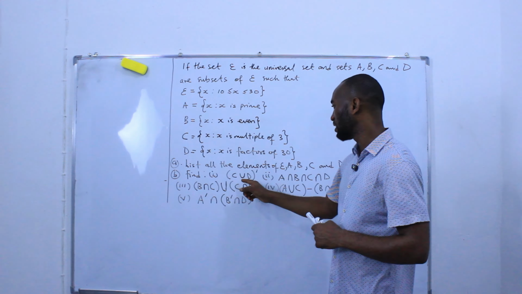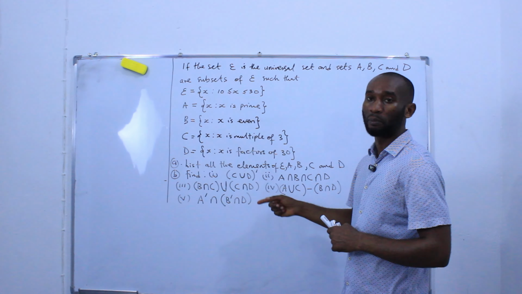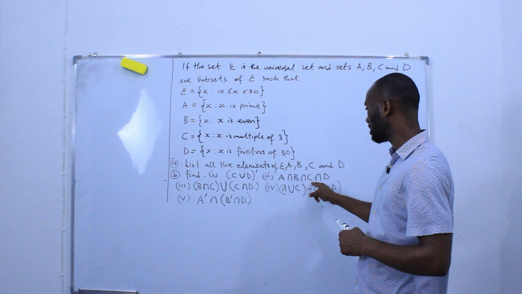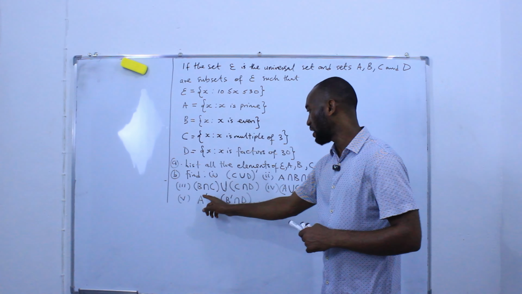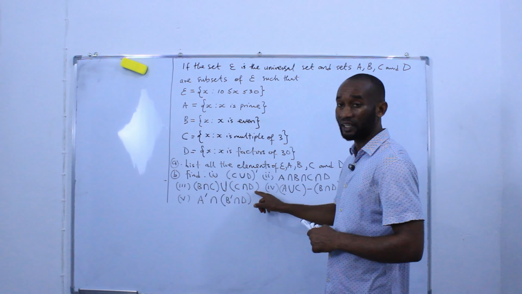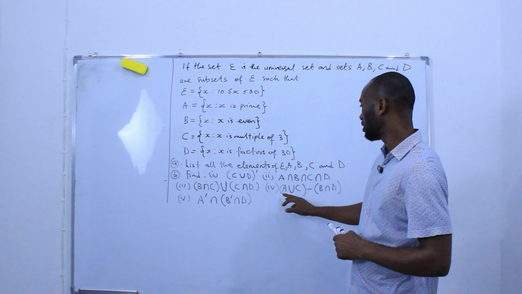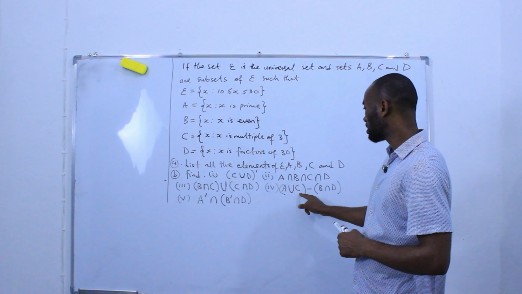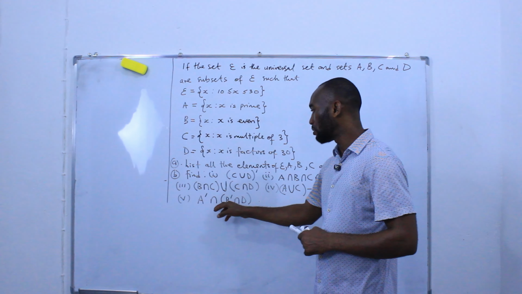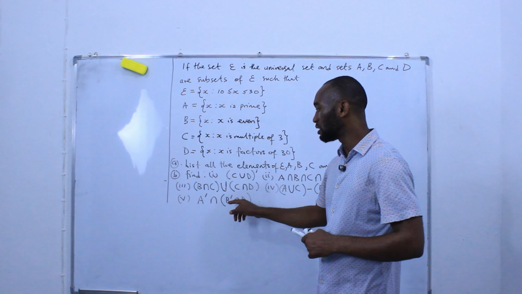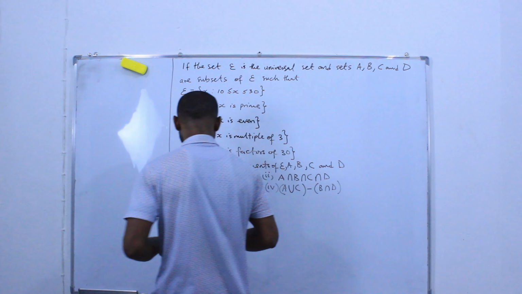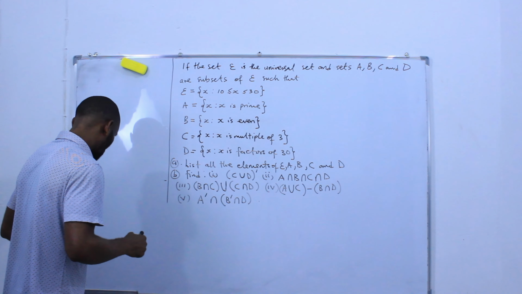B, find I, C union D complement; II, A intersection B intersection C intersection D; III, B intersection C union C intersection D; IV, A union C minus B intersection D. And finally, A complement intersection B complement intersection D. Now, we are going to solve this one after the other.